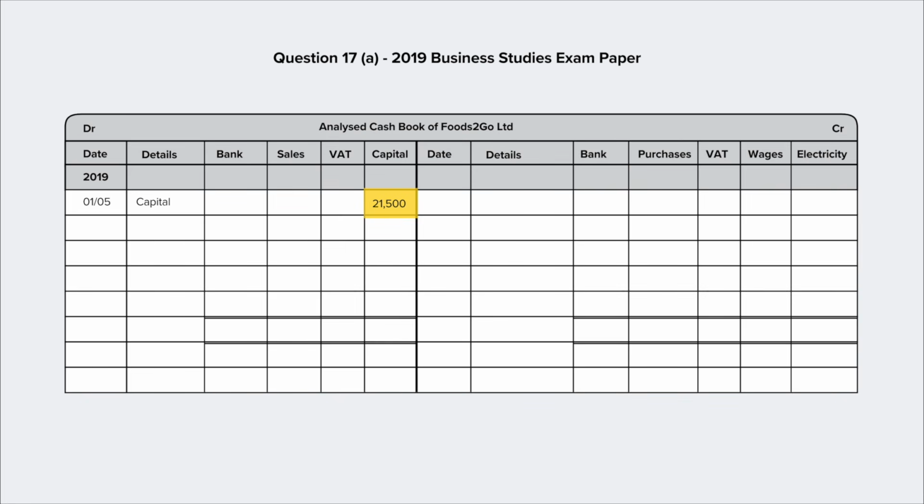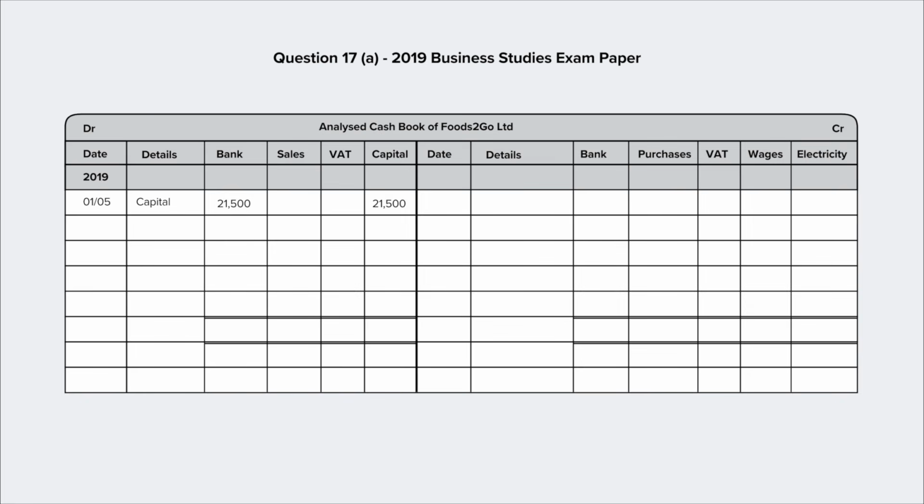So we would have received 21,500, and where would we have received the 21,500 into? Of course, it would be our bank account. So we must look for the bank column and add in our 21,500. By having a look at the transaction now so far, we can see that it's matching. 21,500 was added to the bank and essentially allocated towards investment.